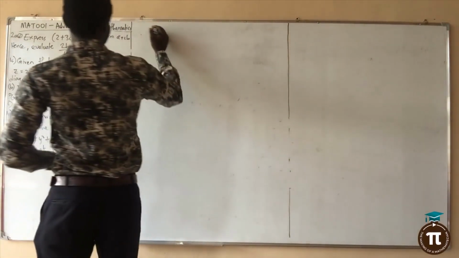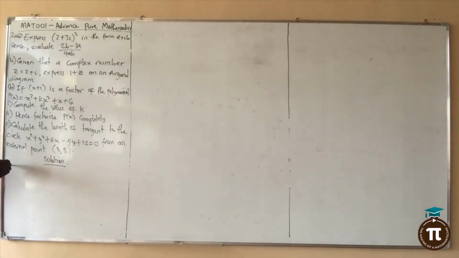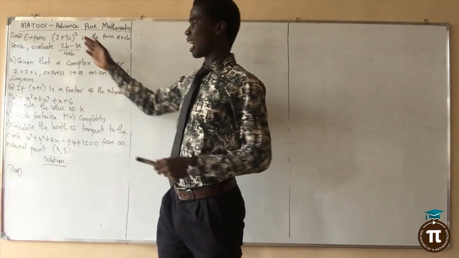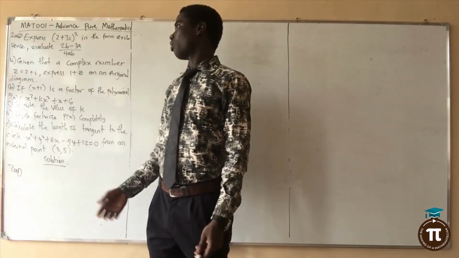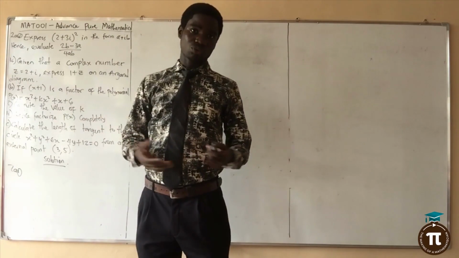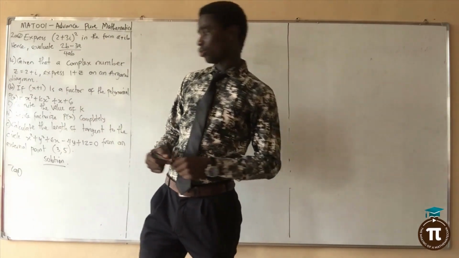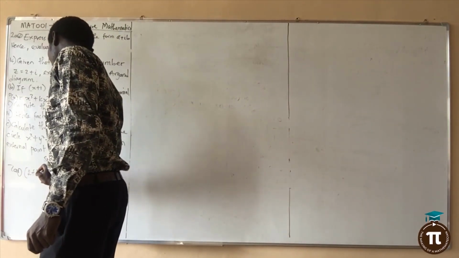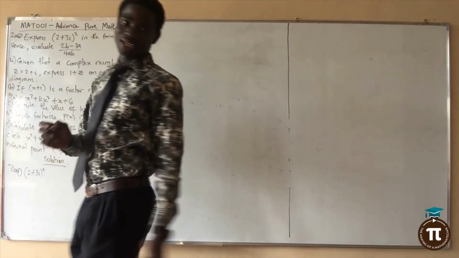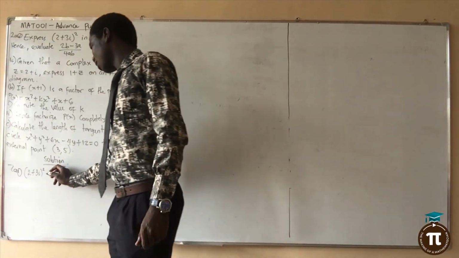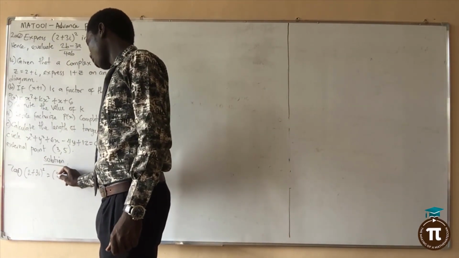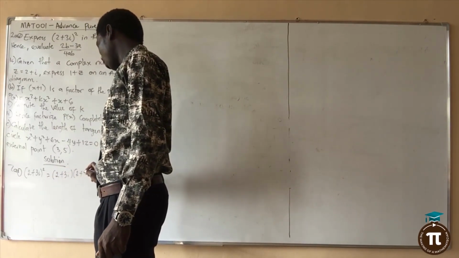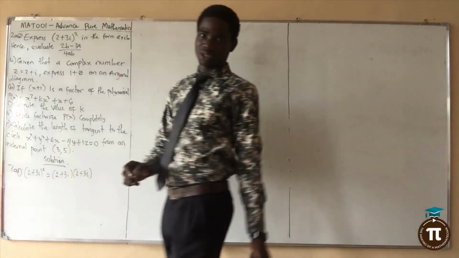Now, this is very simple. Look at what I'm going to do here. I can just expand directly, since the power is just 2. That's the best thing to do. So you have (2 plus 3i) all squared. That is what you have. Now, this is equal to, you will expand, 2 plus 3i multiplying 2 plus 3i.